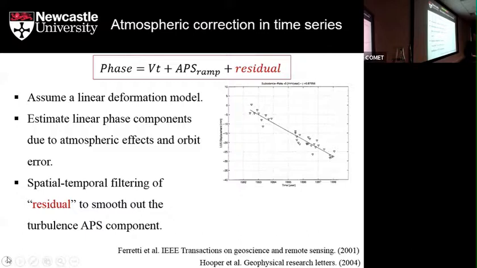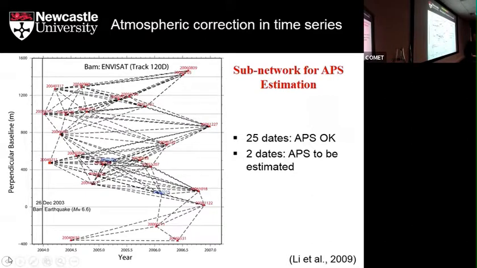Also, we can use another more advanced model. If we have a series of interferograms, we can use the models we have introduced previously, using MERIS or using high resolution ECMWF. We can use these models to correct our interferograms first, and then we can do the time series filters. For example, for this data set, we have 27 days in total, but only 25 days we have the MERIS data available for these 25 days. So we can correct the atmospheric errors for these 25 days.